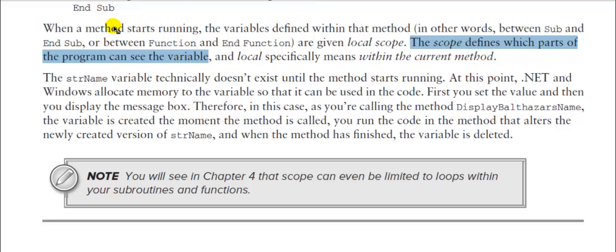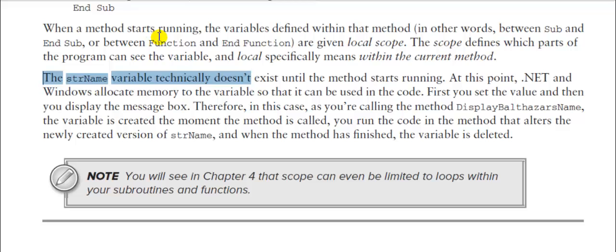So our variables can only be seen within the current method. If we mention that same variable name outside of the method, it doesn't matter. The variable outside of the method can't see the variable within the method. This variable technically doesn't even exist until the method starts running. Well, in my example it exists because I defined it outside as well. But if not, then this variable technically doesn't exist until the method starts running.